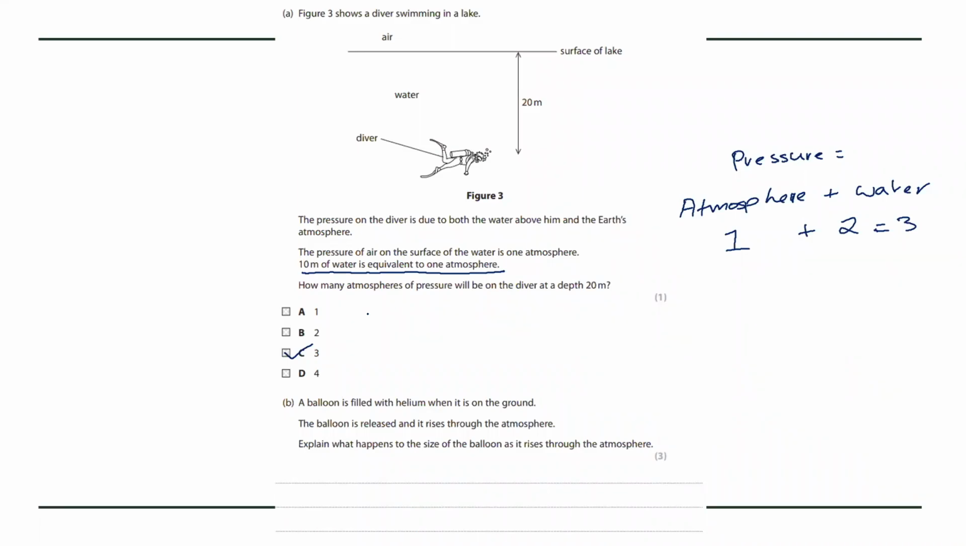A balloon is filled with helium when it is on the ground. The balloon is released and it rises through the atmosphere. Explain what happens to the size of the balloon as it rises through the atmosphere. Okay, so let's have a think about this. Let's draw it. It's a balloon. As you increase in altitude, that's the atmosphere, the pressure gets lower, because there's less atmosphere above you.